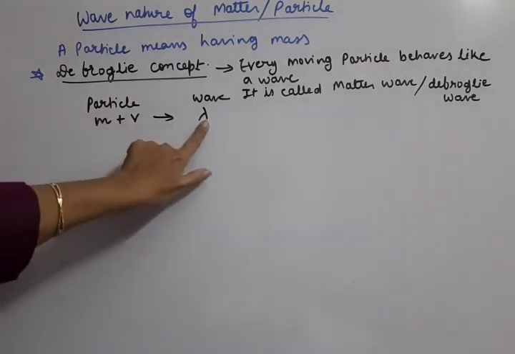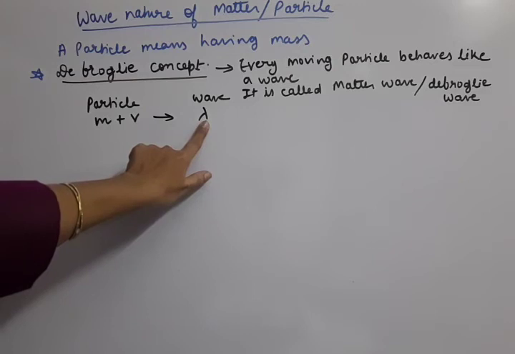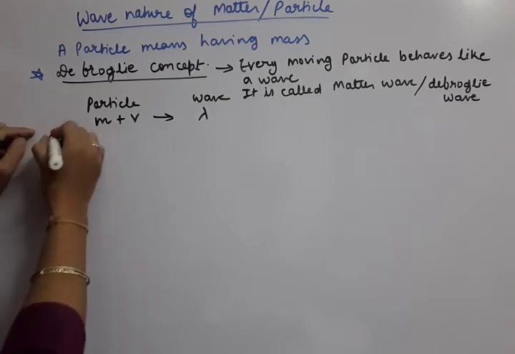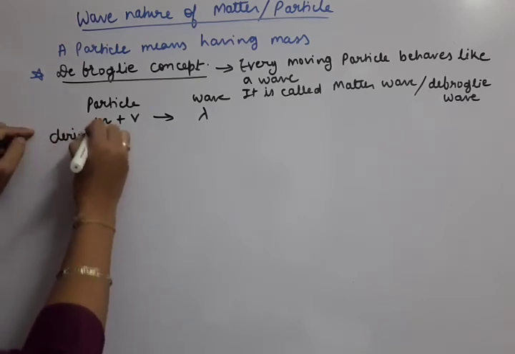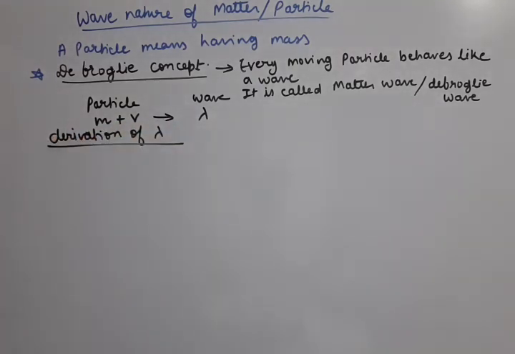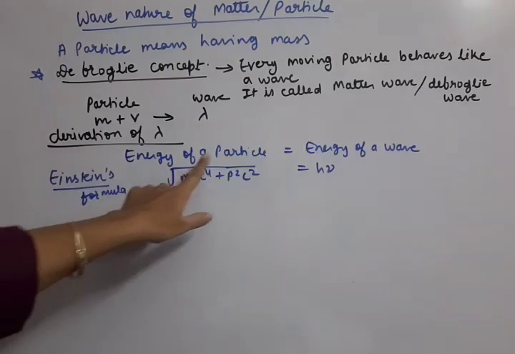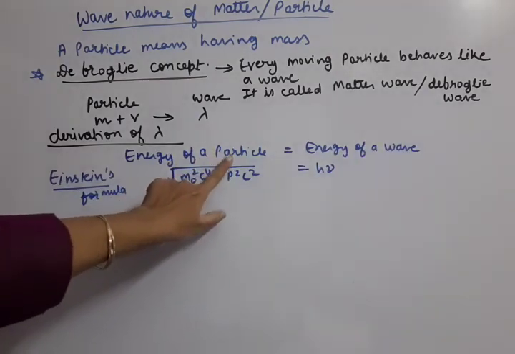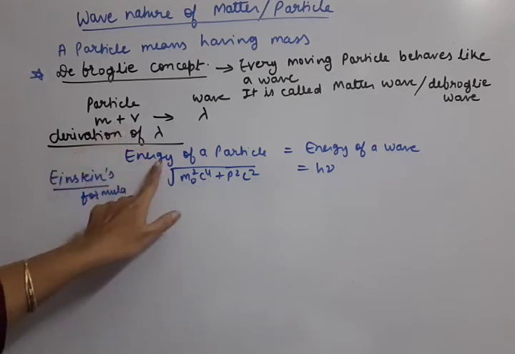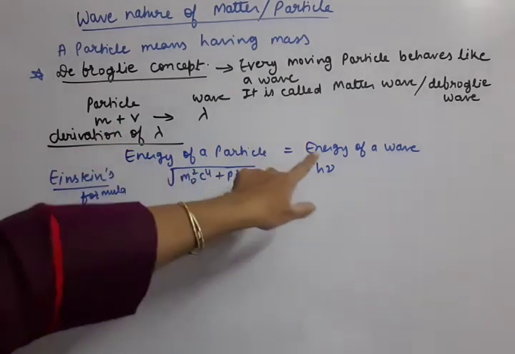So how do we get the formula for this wavelength, lambda, which is also called the de Broglie wavelength? That we need to discuss. For the derivation of this lambda, we will use the energy equivalence concept. We need to find out how much wavelength is associated with a moving particle. So we will be getting the energy formula in two ways.